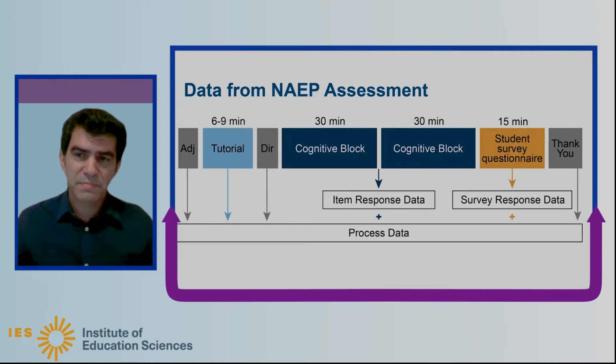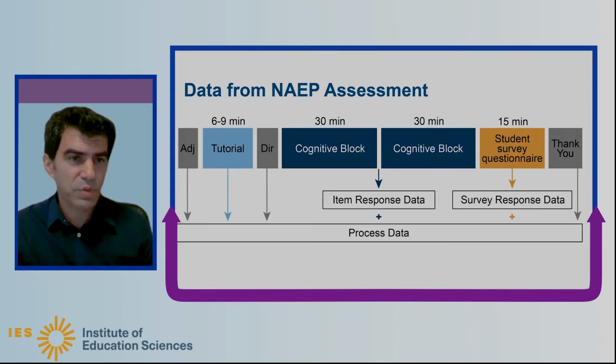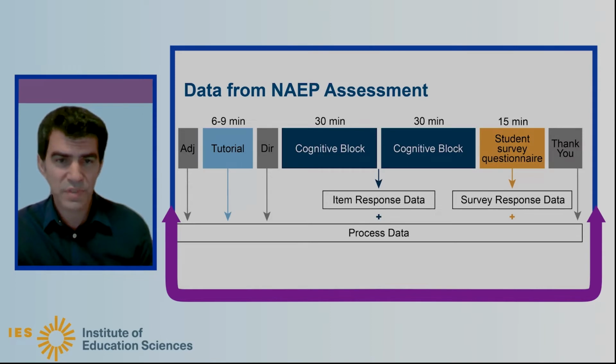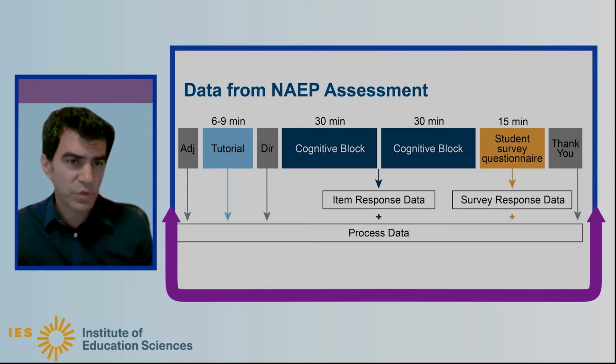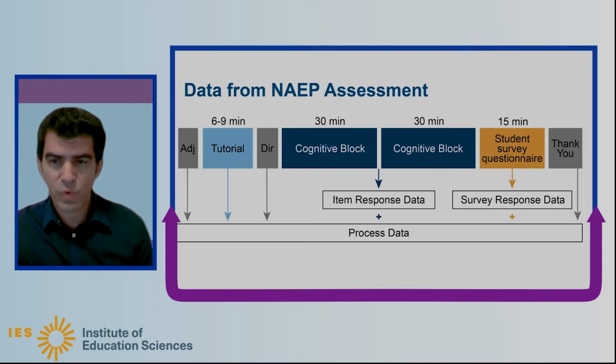Currently, NAEP has six general sessions. The blue boxes that you see in this figure are what we are mostly interested in for process data. Those include two cognitive block items and a tutorial. The NAEP assessment starts with a tutorial where students are given a chance to play around with the accommodations or accessibility features available to them.